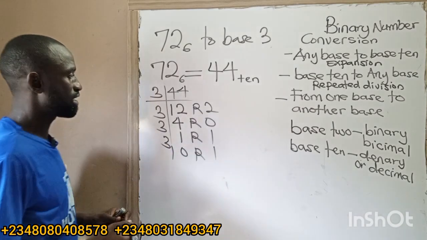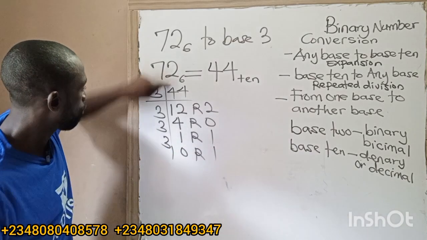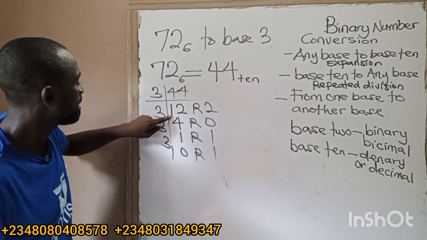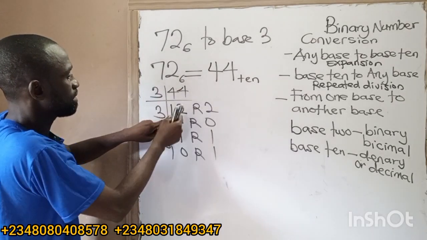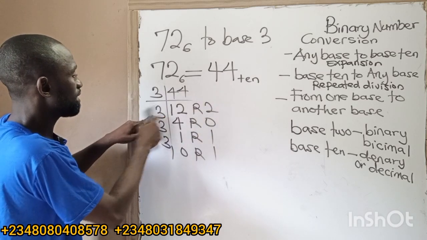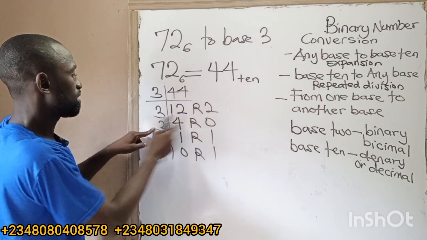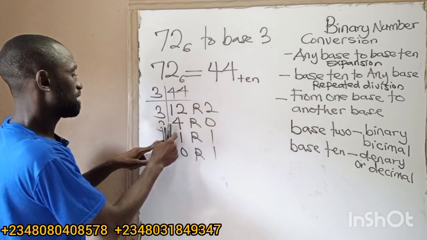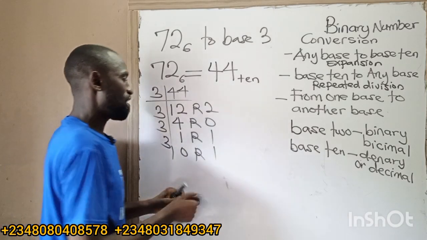So let us do this again. So here, 3 in 4, we have 1. Okay. Remainder 1. 3 in 14, that is 12. Remainder 2. So 4 here, 3 here, 4, remainder 0. 3 here, 1, remainder 1. 3 here, 0, remainder 1. So we have our answer to be what?